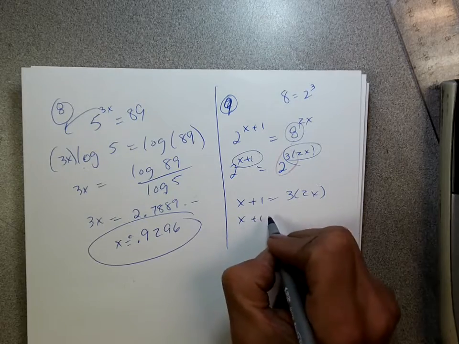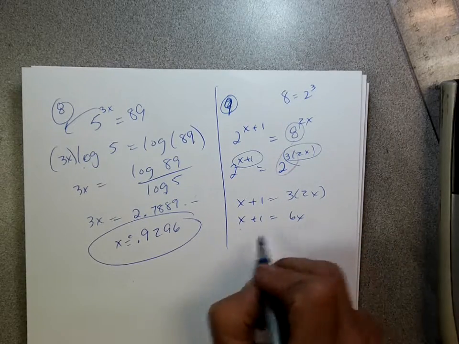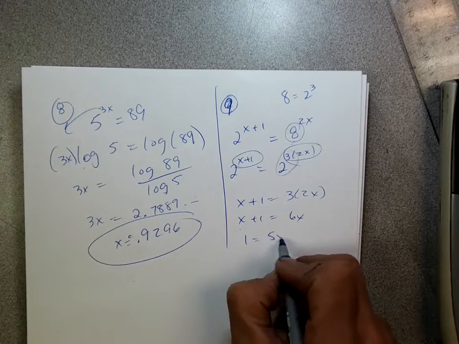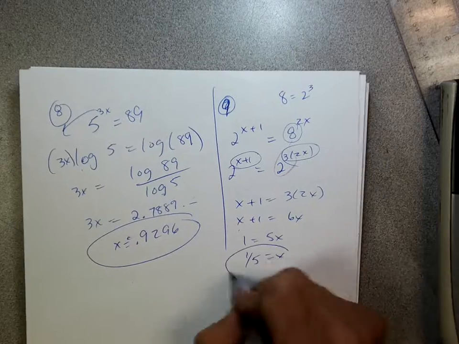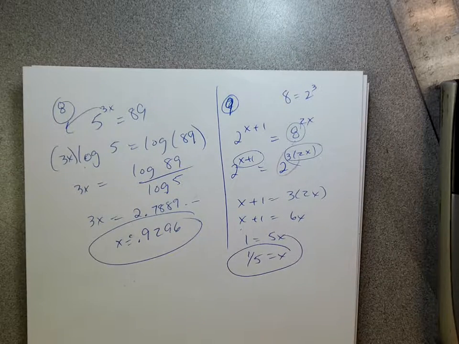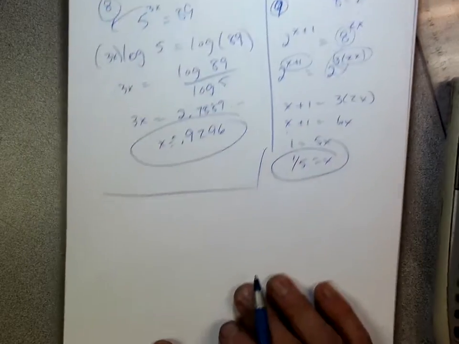x plus 1 equals 6x. Minus x from both sides, I get 1 equals 5x. Divide by 5 and I get 1/5. Ta-da! Alright.